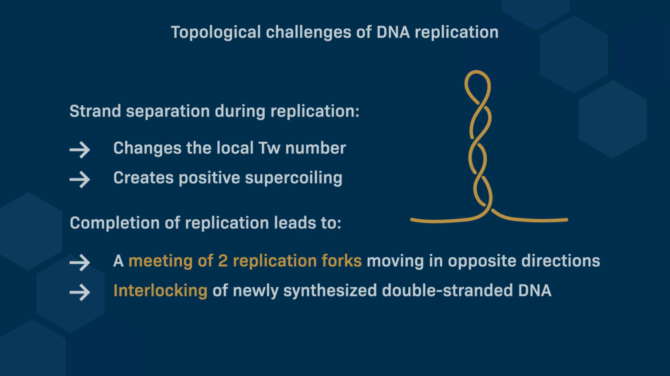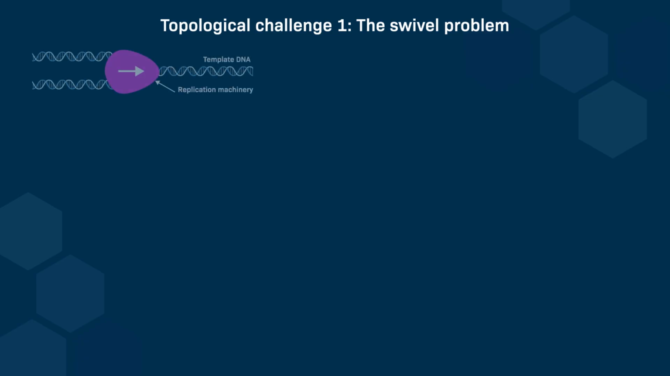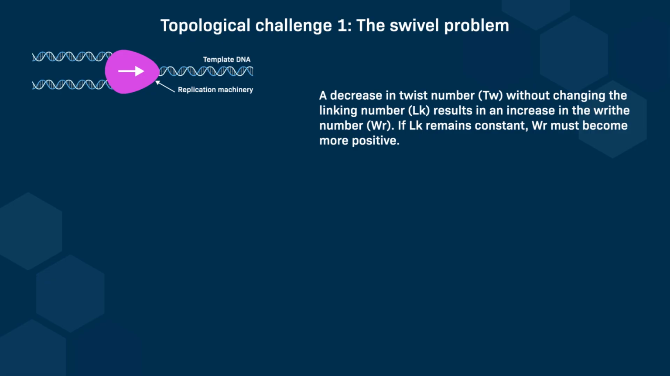These interlocked DNA molecules must be carefully separated to ensure that each resulting cell receives an accurate copy of the genome. Let's examine the first topological challenge, also known as the swivel problem. When the DNA strands separate at the replication fork, there is a decrease in the twist number, the number of turns one DNA strand makes around the other, without a change in the linking number, the number of times a strand of DNA winds around the helical axis.